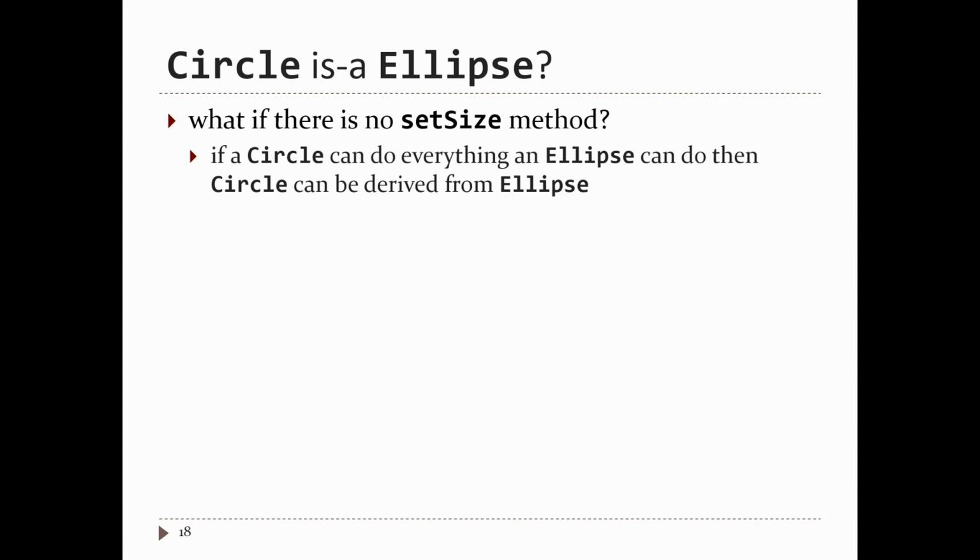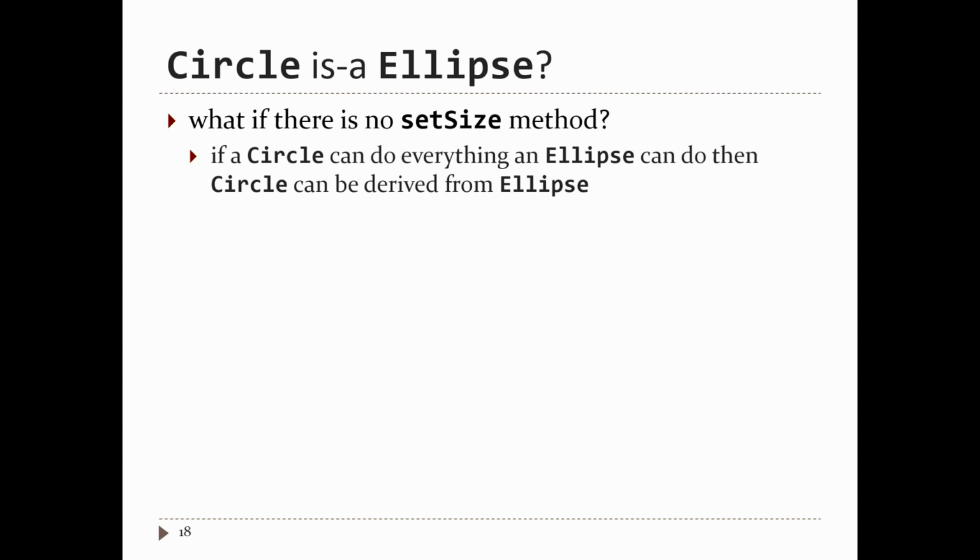Now, what if there is no setSize method? If there's no setSize method, then maybe this problem goes away. The only way that you can tell if the problem goes away is to check. So for every method that's in the ellipse class, can circle provide a method that does the same thing? Can every circle method obey the corresponding contract that's written in ellipse?